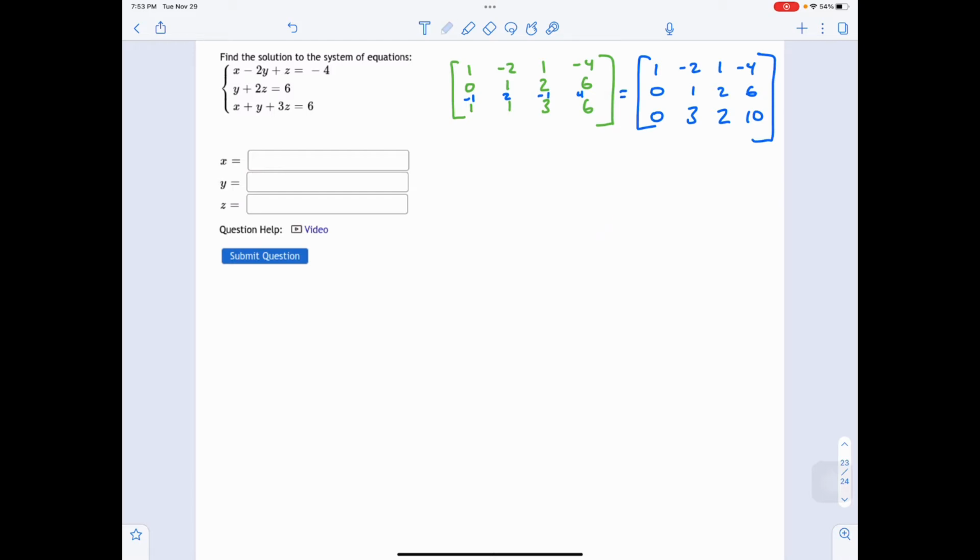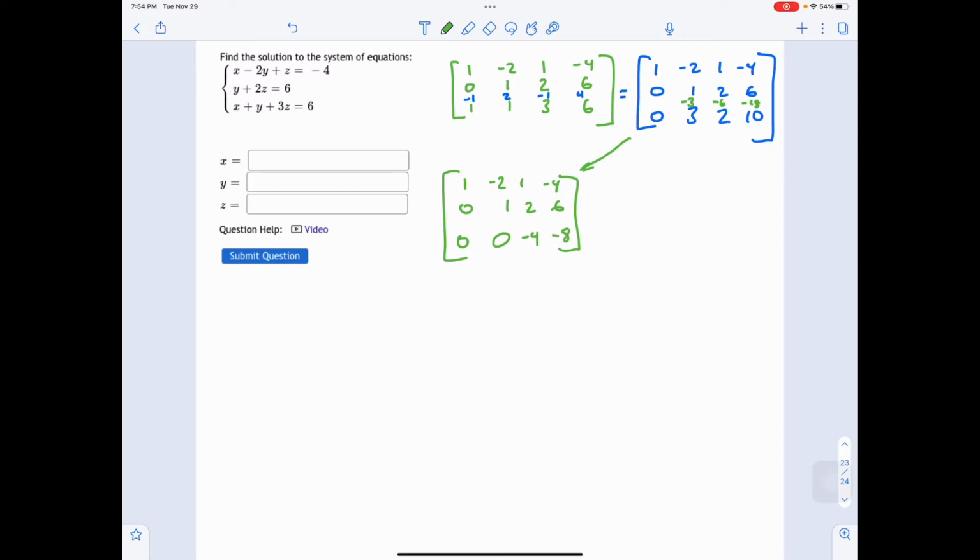So negative 3 times 1 is negative 3. Negative 3 times 2 is negative 6. And negative 3 times 6 is negative 18. We can combine those. Let's get to our next row. 1, negative 2, 1, negative 4. 0, 1, 2, 6. And then we have 0, 0, negative 3 and 3 gives us our next value of zeros. Negative 6 and 2 gives us negative 4. And negative 18 and positive 10 is negative 8.